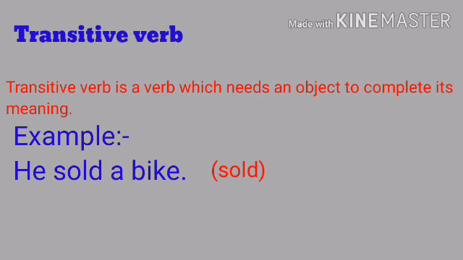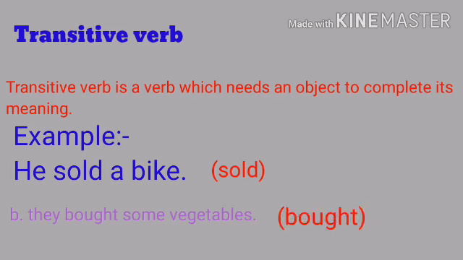Let us see one more example. They bought some vegetables. In this sentence, the word bought is a transitive verb because it has the object vegetables. Students, I will tell you a very simple clue to identify a transitive verb by asking the question what or who.